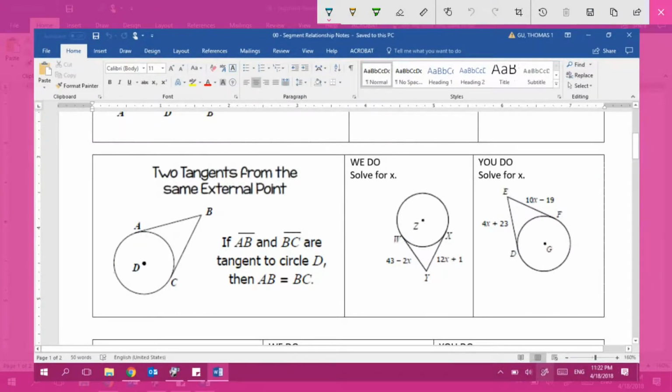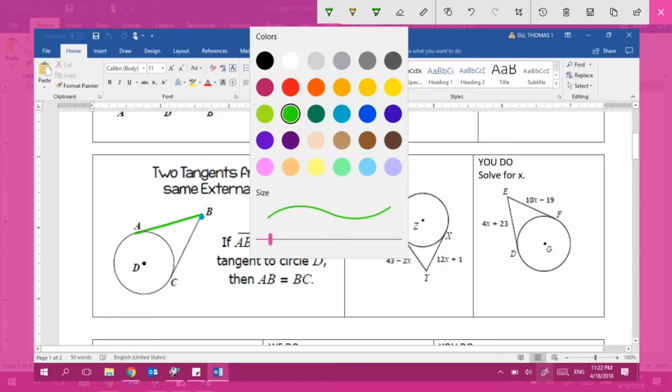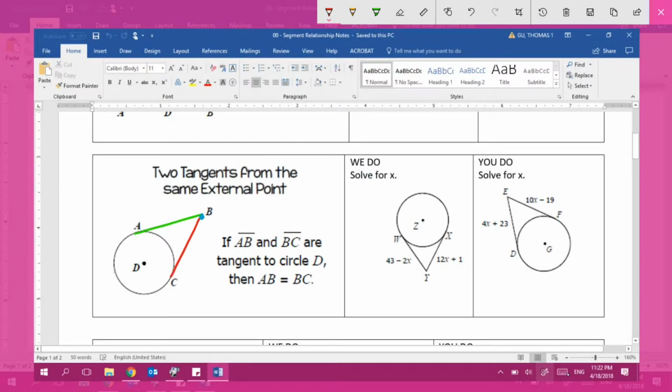Next up, we got two tangents from the same external point. What does that even mean? Let's read the definition. We'll find out. If AB and BC are tangent to circle D, then AB equals BC. Notice AB and BC, they both come from point B right here, and they're both tangent to the circle. Look, AB, bam, tangent, but it's coming from point B. BC, tangent, but it's coming from point B.